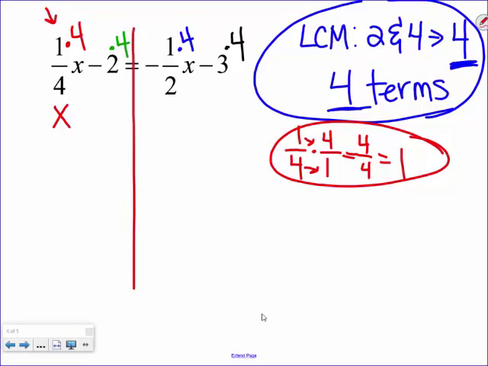Does everybody see that? I'm multiplying by 4, my denominator is 4. What ends up happening is those cancel out and you're left with the numerator. Do you see it?